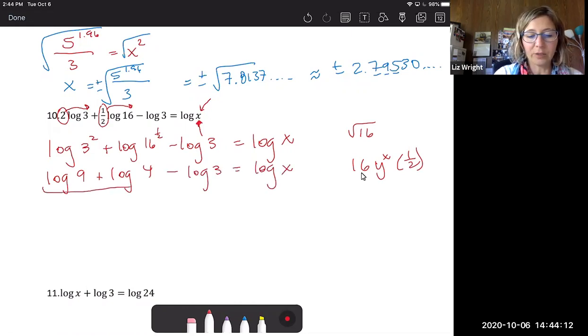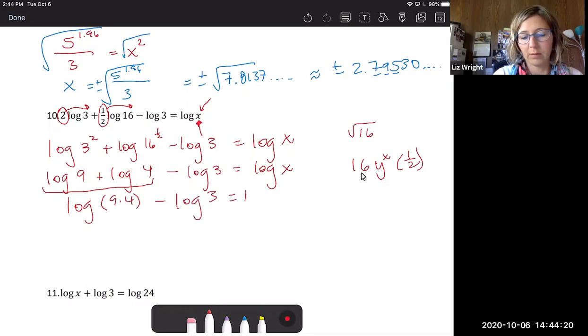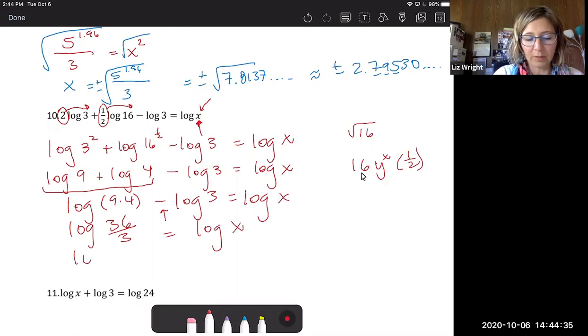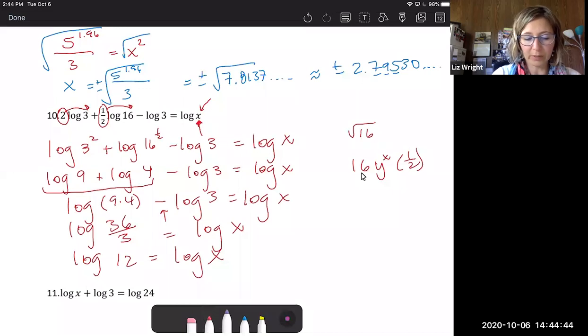So now I'm going to combine these two pieces. I'm going to have log of 9 times 4, which is going to give me 36. So then I've got log of 36, and I know that this subtraction is going to become division over my argument. So I'm going to go ahead and do that piece too, equals log of x. So then I get log of 12 equals log of x. And because again, look, we're taking the log of both sides, they both have the same base. So because they have the same base, we get to set those arguments equal to each other, and x equals 12.